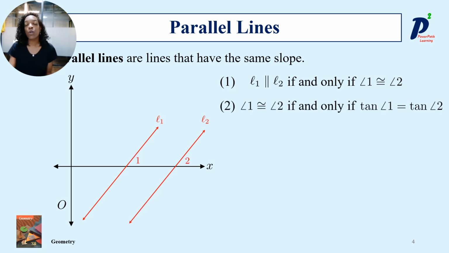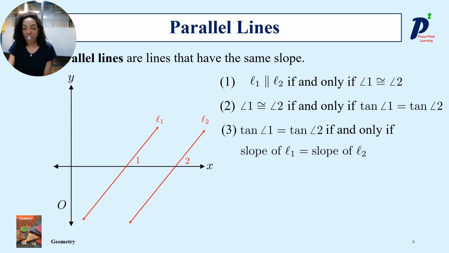Number 2, angle 1 is congruent to angle 2 if and only if the tangent of angle 1 is equal to the tangent of angle 2. Now, this is true just because of the congruency of the angles, right? If both angles are equal, then taking the tangent of each angle should be equal as well. Number 3, the tangent of angle 1 is equal to the tangent of angle 2 if and only if the slope of line 1 is equal to the slope of line 2.